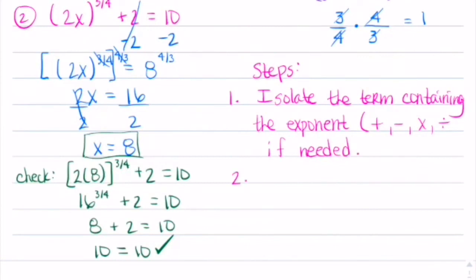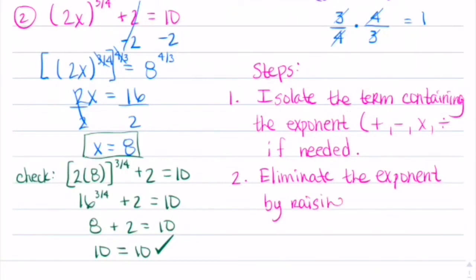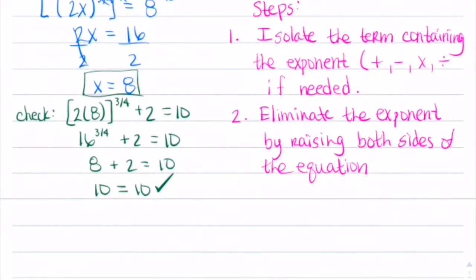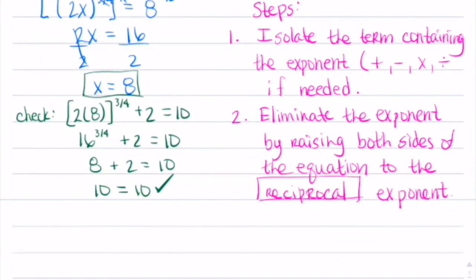Once we do that, then we eliminate the exponent. We eliminate by raising both sides of the equation to the reciprocal exponent. All right. After we do that, we just continue solving and check our answer. The check, again, just like last time, is an important part. You cannot skip that part.